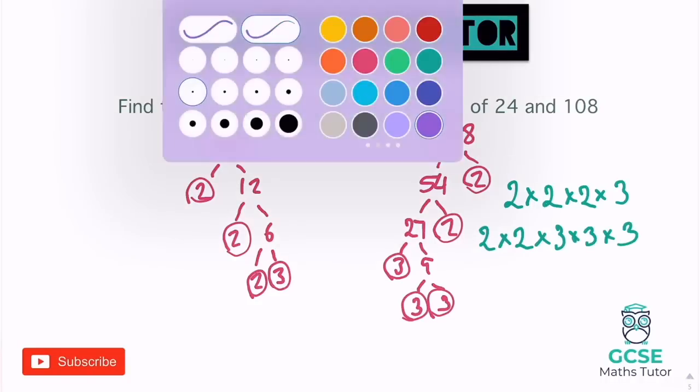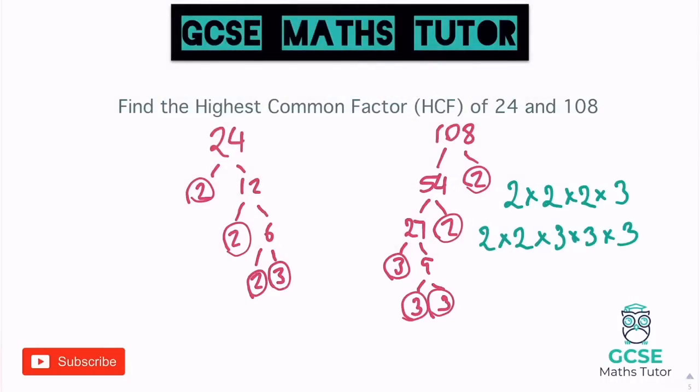Now to get the highest common factor, all I'm going to do is have a look at what's in both of them. So in both of these lists here, they both have a 2. They also both have another 2, so they have 2 2s each. And then the top number, the 2 times 2 times 2 times 3, there's a 3 in there, and there's also a 3 in the bottom. So in both those lists, we have 2 times 2 times 3.